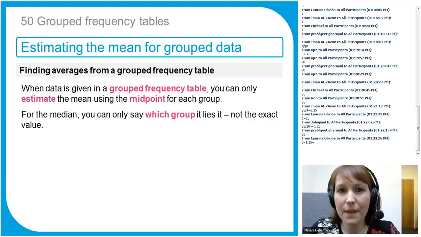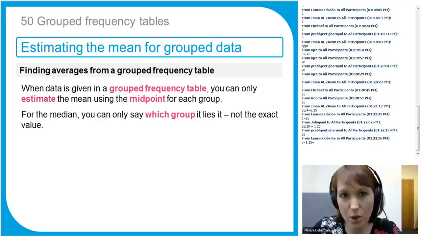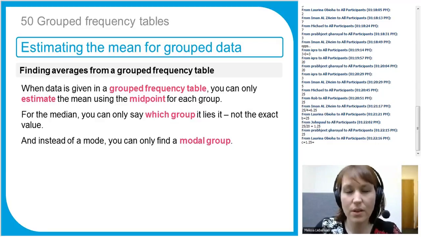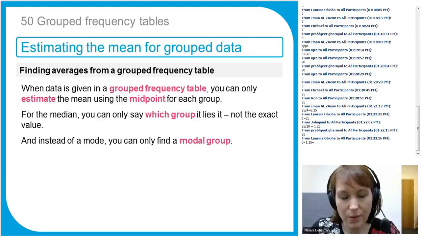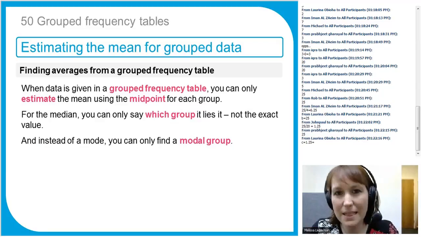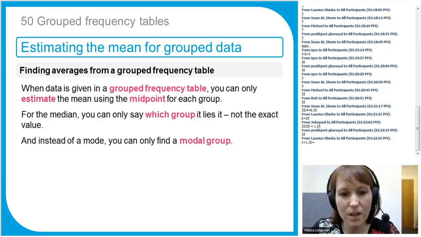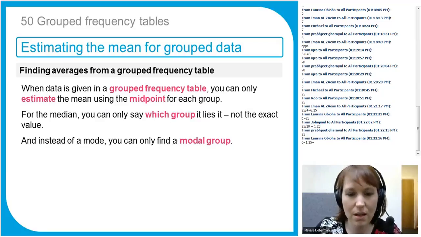If we need to find the median from a group frequency table, then we're going to say which group it lies in. We can't say the exact value either. And similarly, we would find the modal interval rather than the actual value. So when it's a group frequency table, the mean, median, and mode is just a little bit more of an estimate. It's a bit rougher. You can find the range because you can just take the highest interval and the lowest interval and subtract the largest and the smallest value.